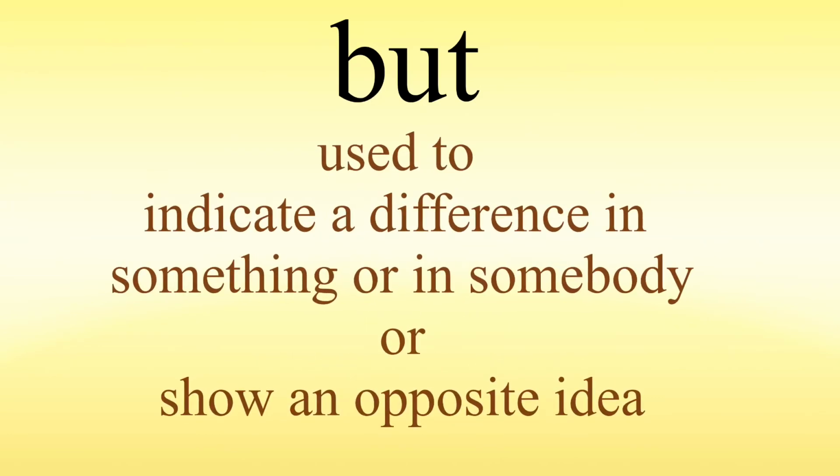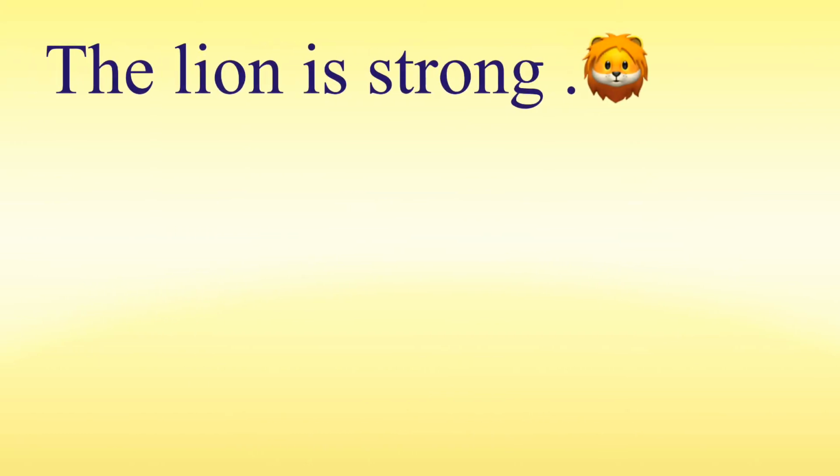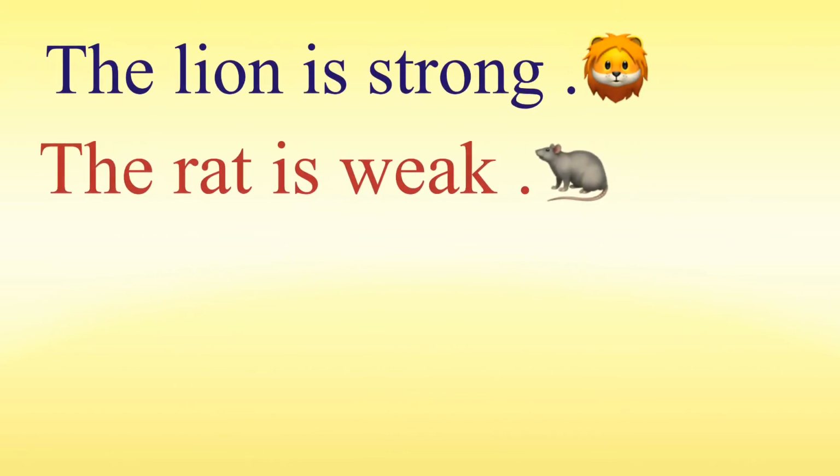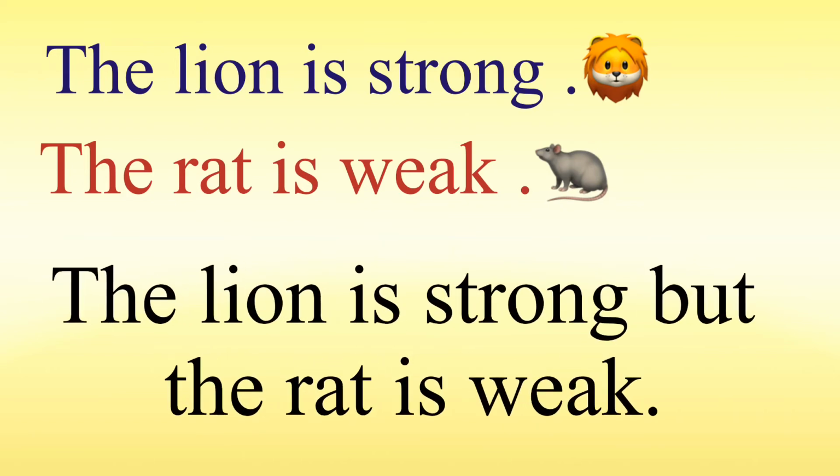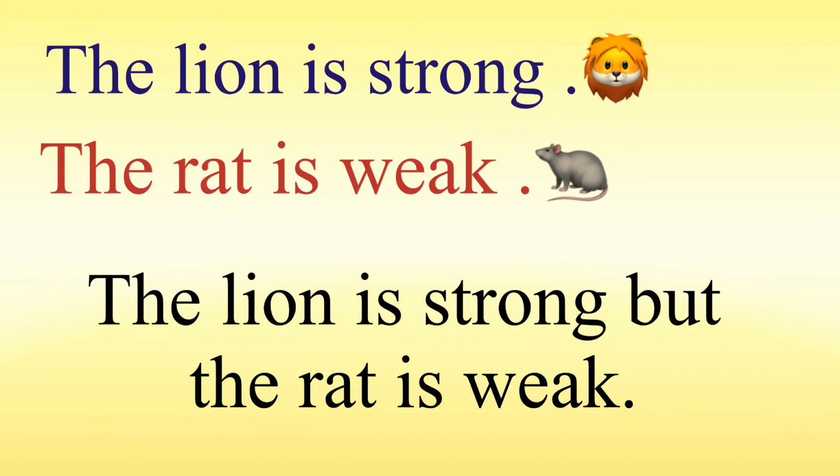Let's move on to the next conjunction, but. But is used to indicate a difference in something or in somebody, or to show opposite ideas. Let's understand with the examples. The lion is strong. The rat is weak. These two sentences are showing the difference between two animals in terms of their strength. So when we want to join such sentences, we use conjunction but. Now look at the sentence. The lion is strong, but the rat is weak.